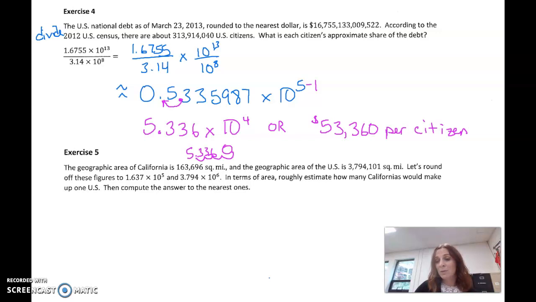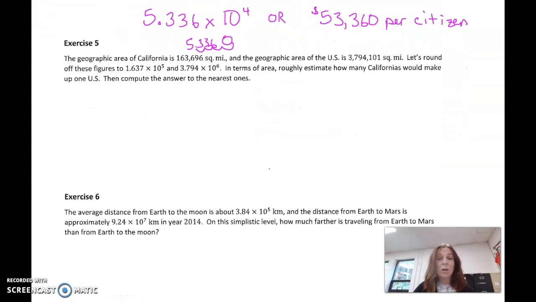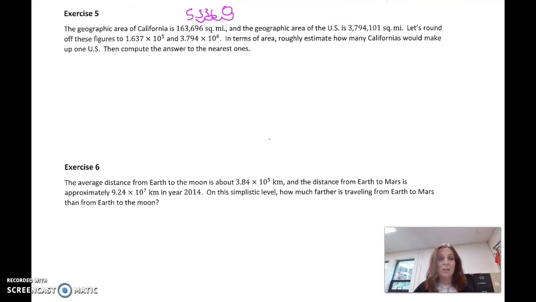Okay, another example. Feel free, guys, if I'm again going too fast and you miss something, feel free to pause, rewind, do what you need to do. All right, this one here, I'm going to erase this off so we don't get distracted.